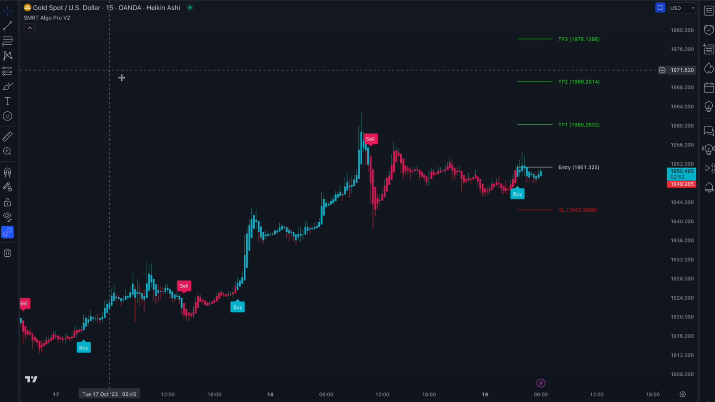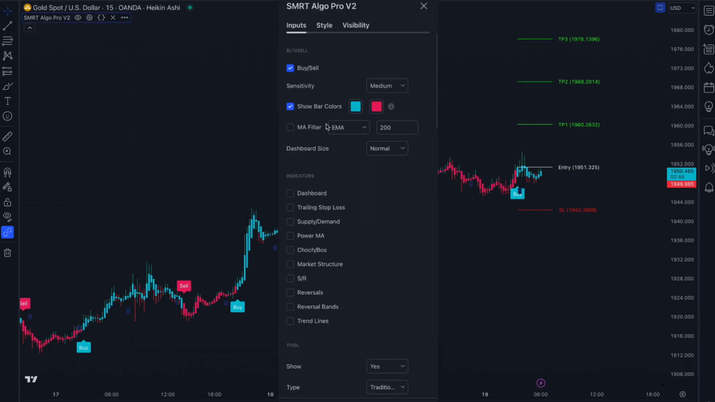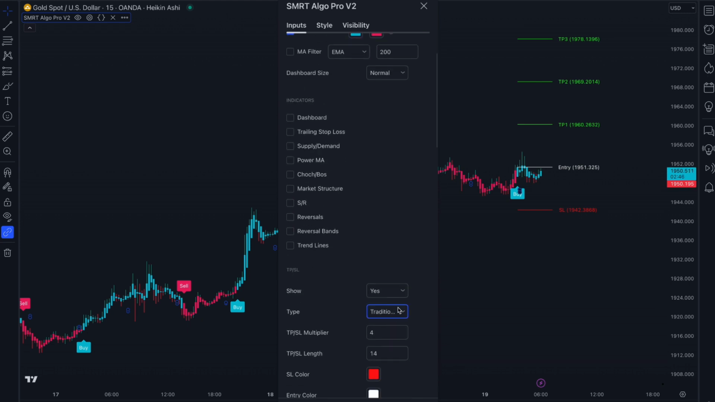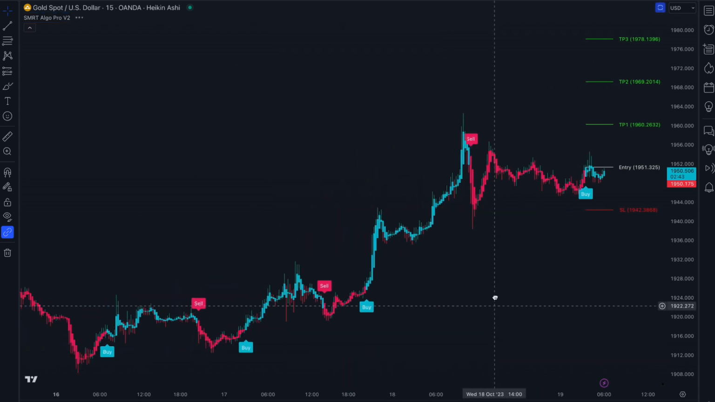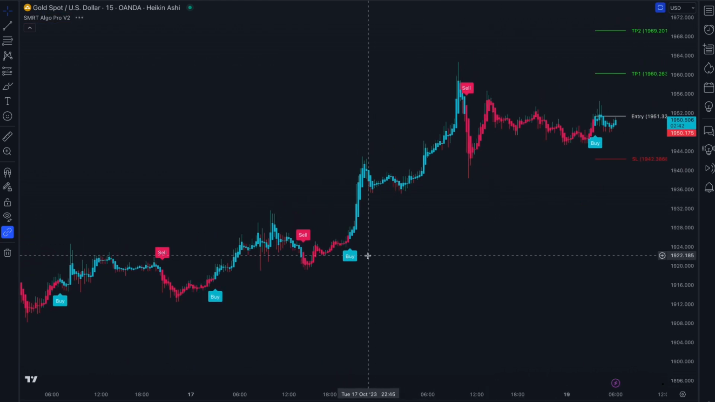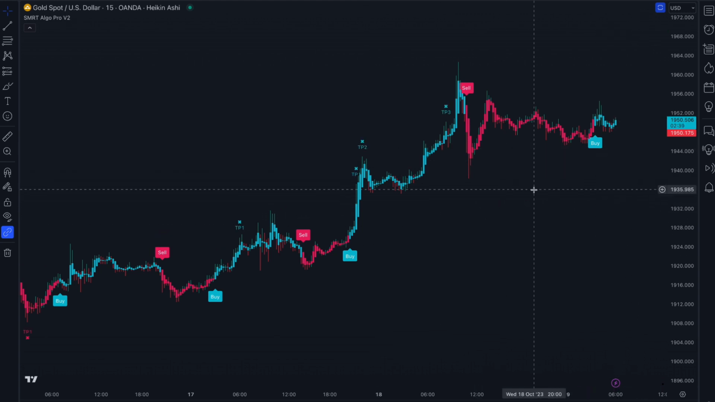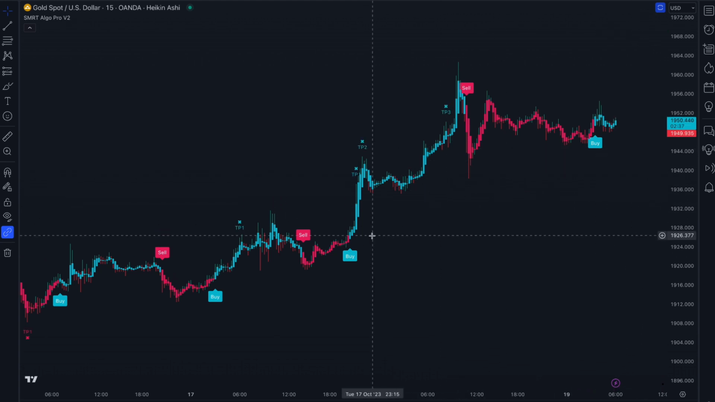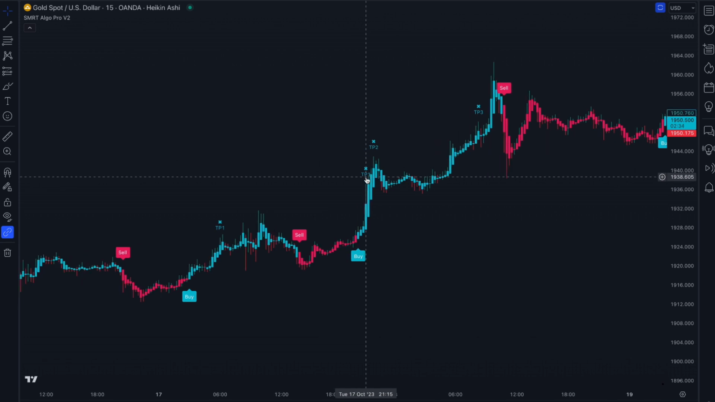For those of you who like to use a more discreet, minimalistic type of look, you can change it from traditional to minimal. So you can see that in a second here, that instead of having the stop loss lines and TP lines, we just have the take profit indicators here. So we see that there's TP1 reached, TP2, and TP3.